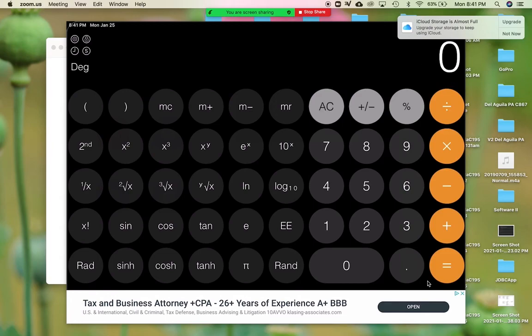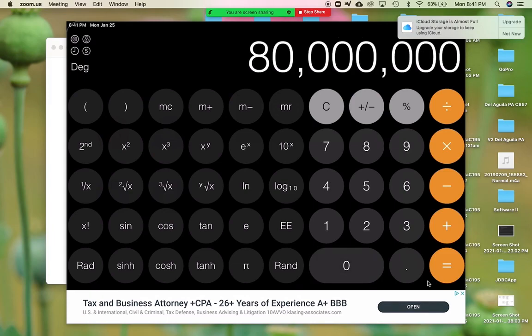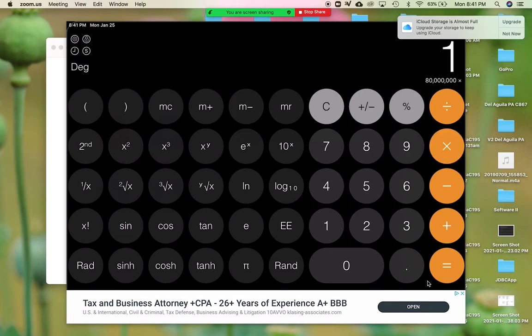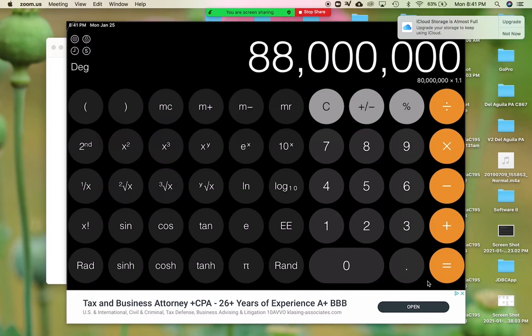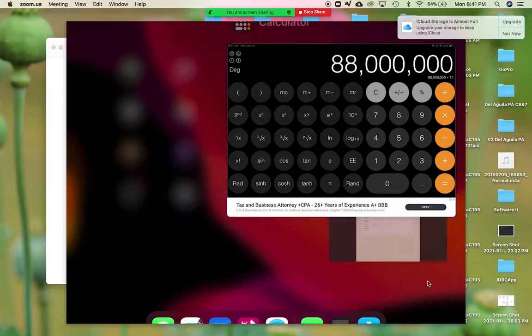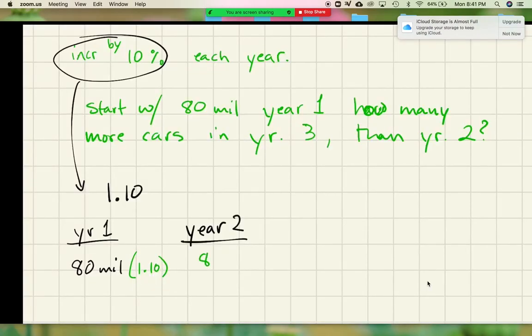Maybe I'll just write out what is 80 million: 1, 2, 3, 4, 5, 6. Okay, 80 million times 1.10 is 88 million. So we'll say 88 million.